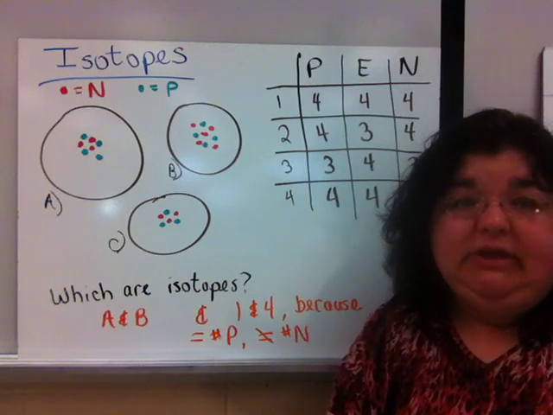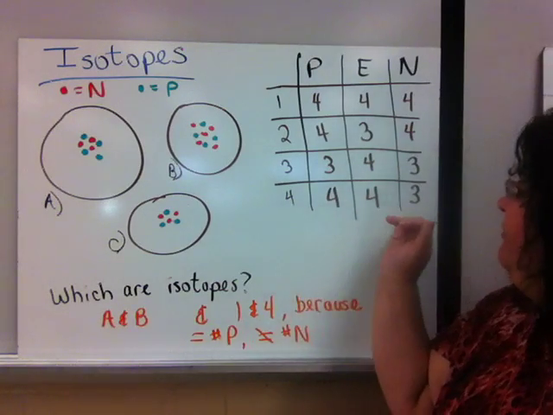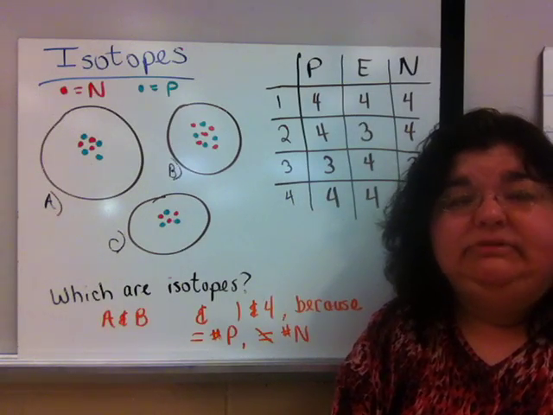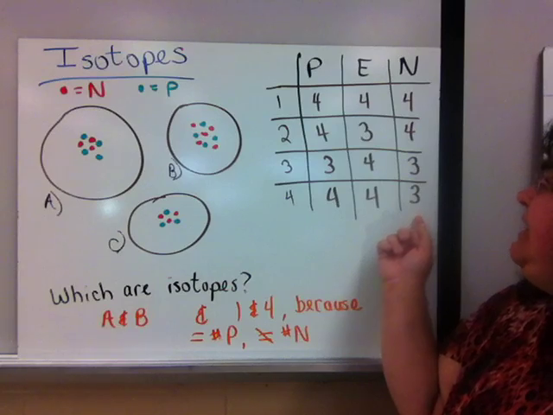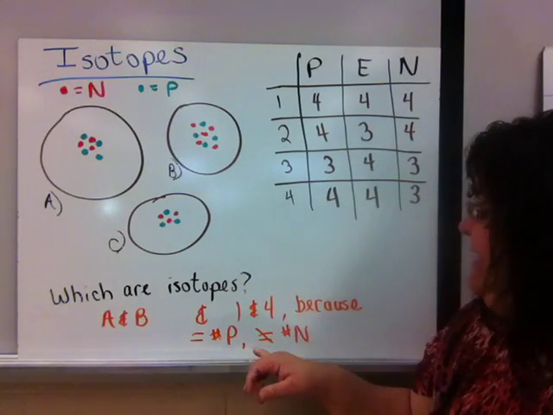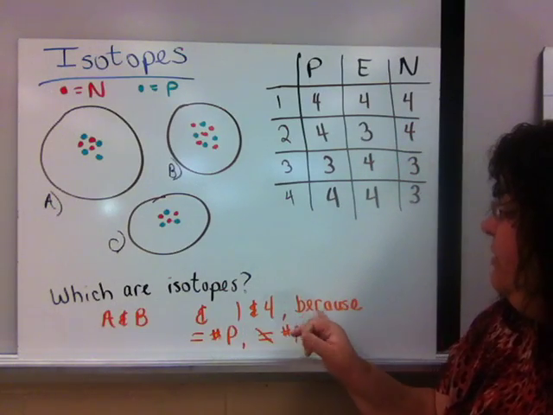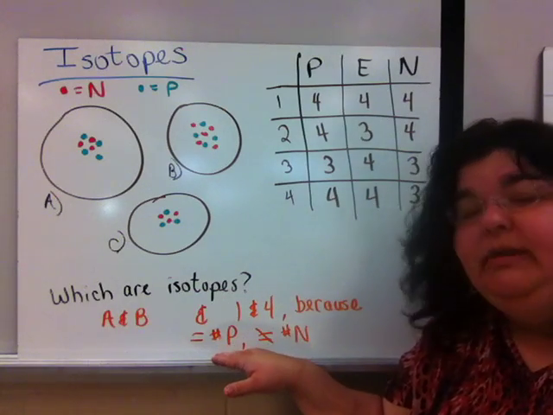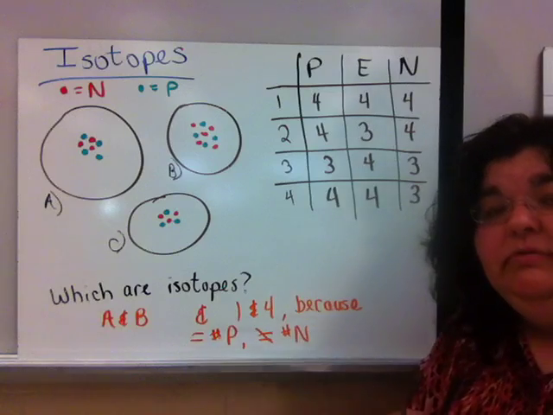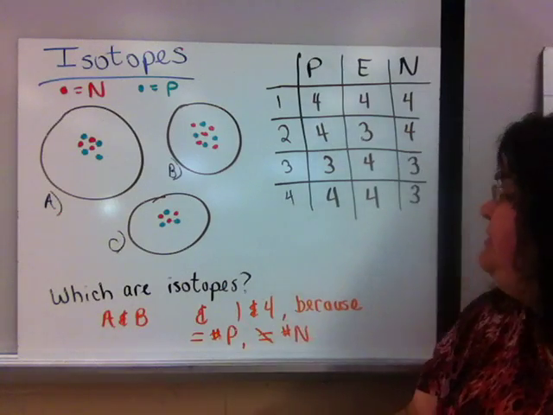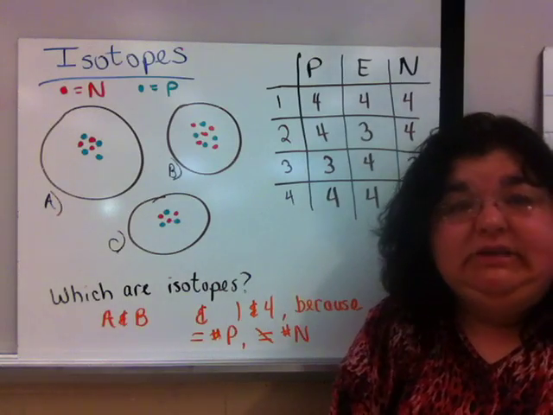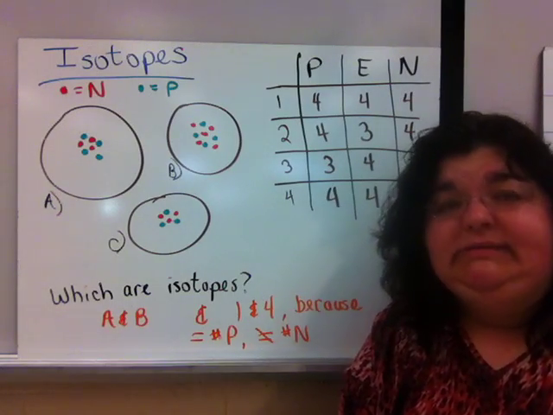So they're not isotopes, they're identical. And number 4 has a different number of neutrons but the same number of protons. So it is an isotope of 1 and 2. Now I have listed here that 1 and 4 would be isotopes because they have an equal number of protons and a different number of neutrons, and that's true. But you could also say that 2 and 4 are isotopes of each other for the same reason.